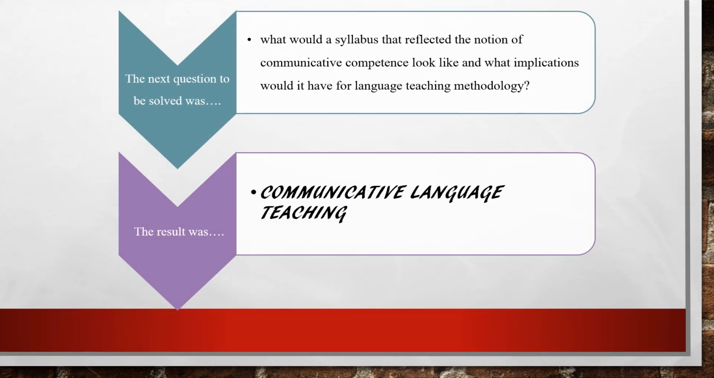The next question to be solved was: what would a syllabus that reflects the notion of communicative competence look like, and what implications would it have for language teaching methodology? The result was communicative language teaching.